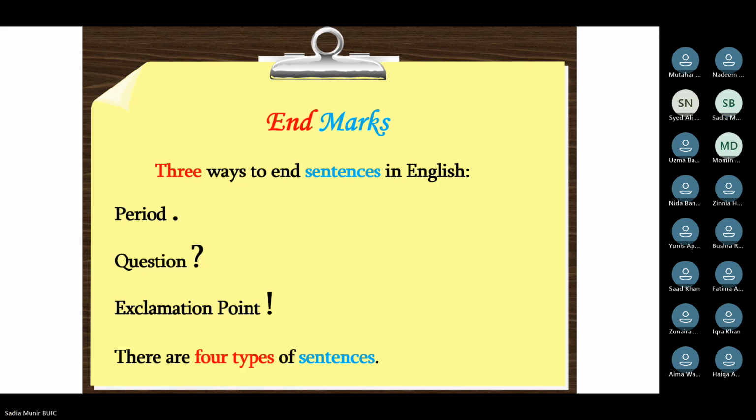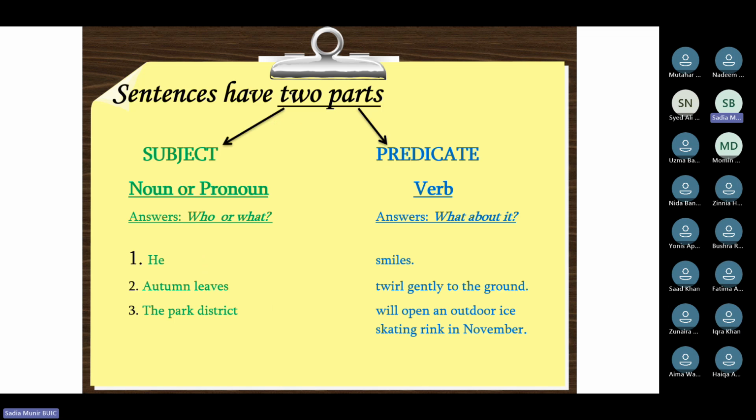And if we talk about the structure, that sentence has two parts. One is subject, the other one is predicate. Subject is basically noun or pronoun. Predicate is everything that comes after the verb in the sentence. For example, subject answers who or what, and predicate answers what about it.